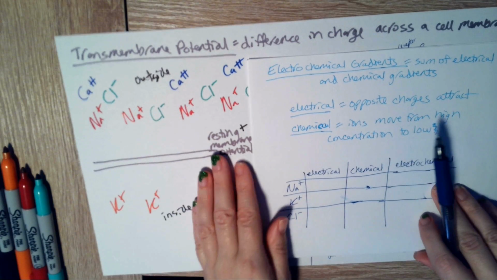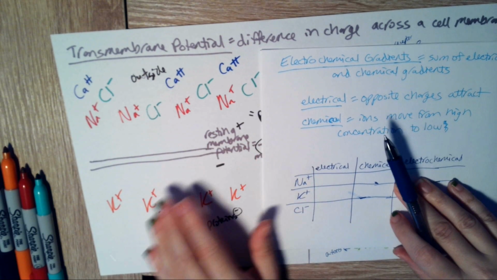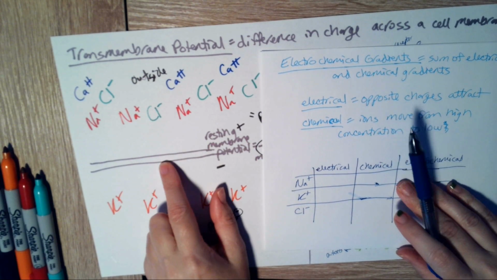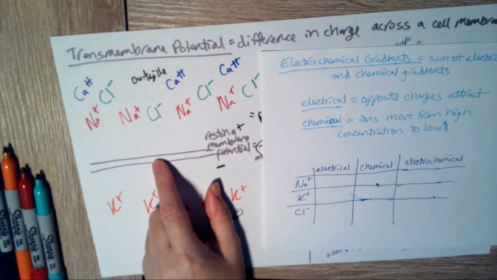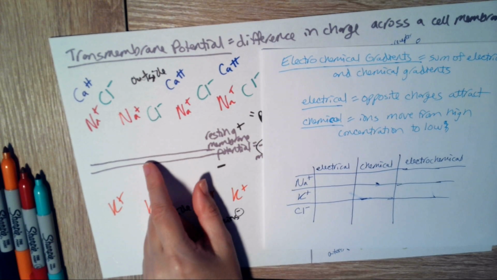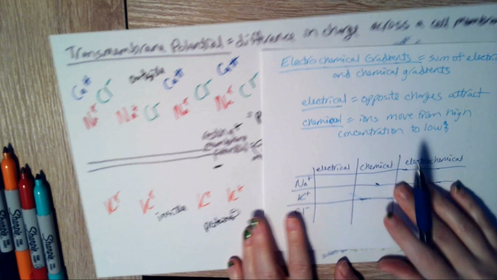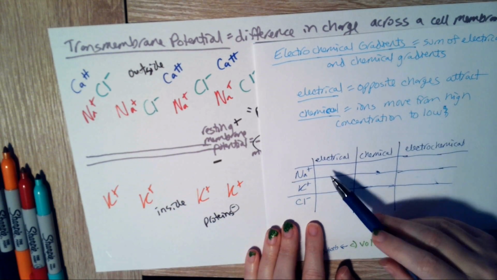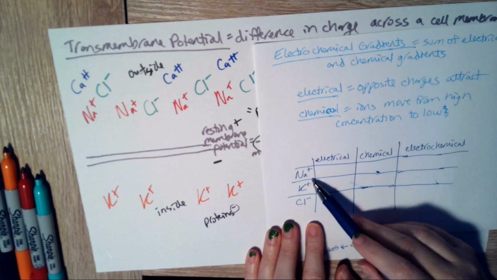So let's look at our situation at resting, so that if we opened a channel for any of these ions, well, for the three, for sodium, potassium, and chlorine, which direction they'll move. So think along with me as we do this, and see if you can guess what I'm about to write in this chart. We'll do sodium first.